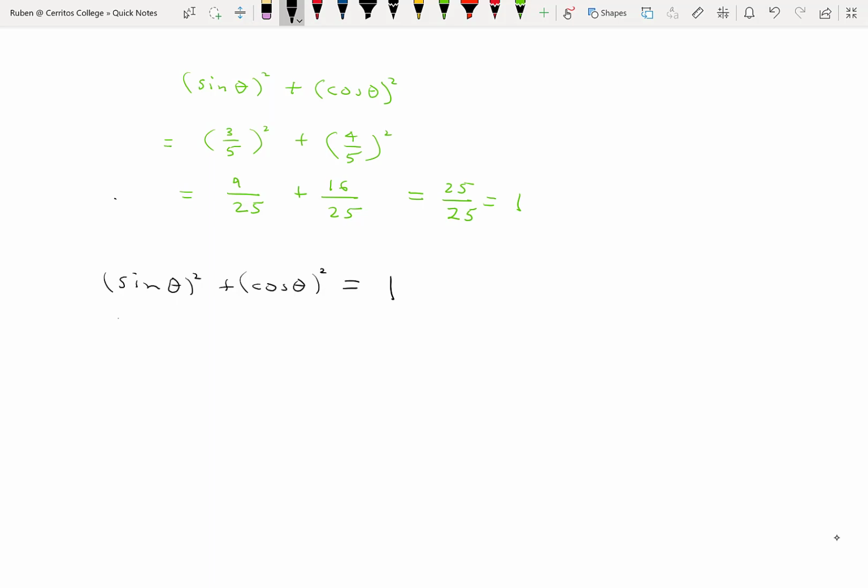Okay. What does it look like? What does it look similar to? It looks very similar to a formula from geometry. In geometry, we had one that said a squared plus b squared was what? If the hypotenuse is c, it looks like the Pythagorean theorem. This is called a Pythagorean identity.